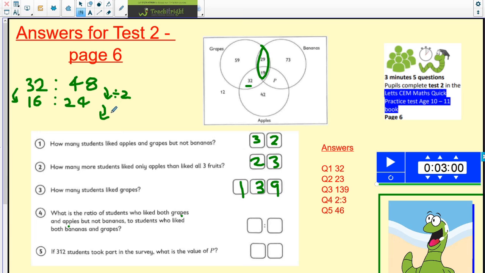And maybe then I spot another factor. Oh yeah, look, both of these can be divided by 4. So that gives me 4, and that gives me 6. And both of these can be divided by 2 again, to get a final answer of 2 to 3.